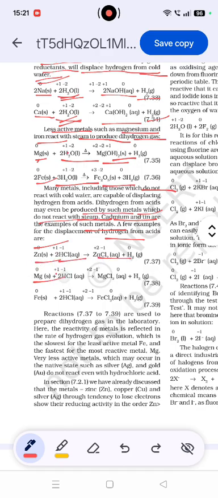Magnesium plus hydrochloric acid gives magnesium chloride and hydrogen. Iron plus hydrogen chloride gives ferrous chloride, iron chloride, and hydrogen.